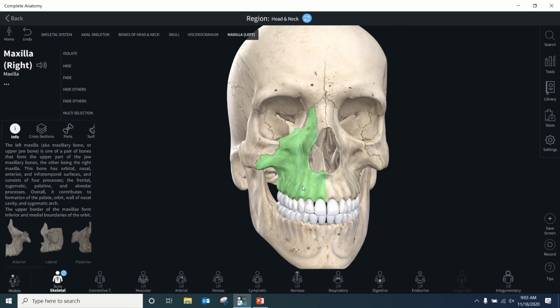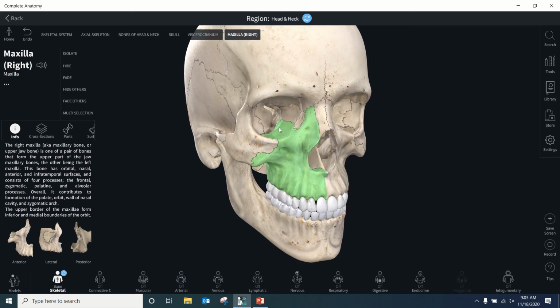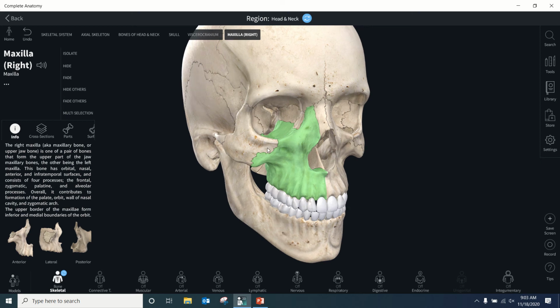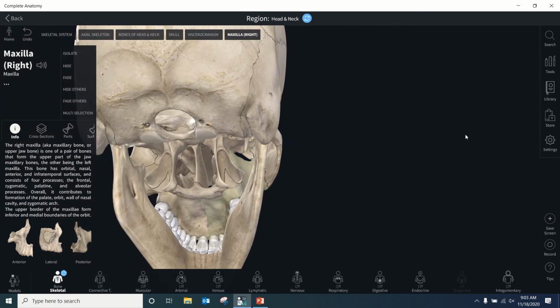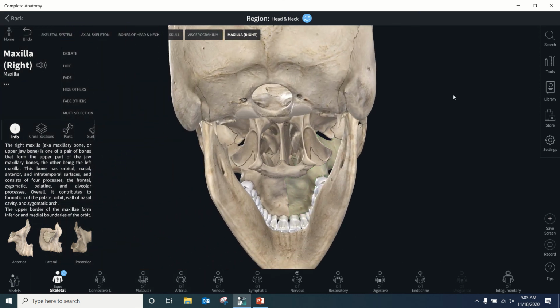I'm going to click back to the right maxilla. There we go. So other things to know about it, in addition to your top teeth originating there, it also forms part of the bottom orbit of the eye. So you can see its role in forming the eye orbit there. And then if we can look at the underside of his skull, which is going to take a little bit of doing, rotate him this way. There we go.